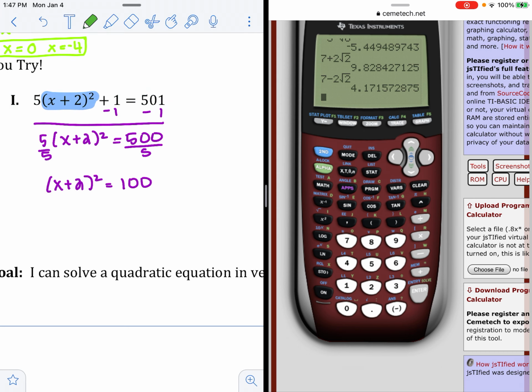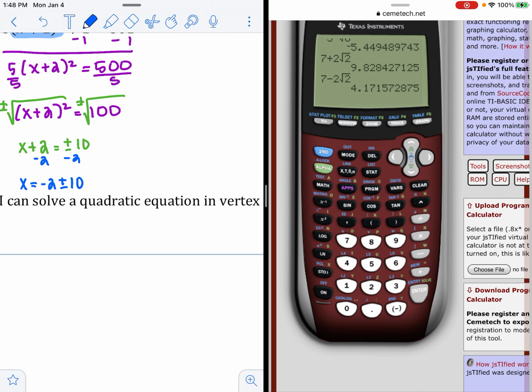Now I can square root to solve. Square root plus or minus. X plus 2 equals plus or minus. Do I know the square root of 100? Sure do, it's 10. Now I can subtract 2 from both sides. I have x equals negative 2 plus or minus 10.